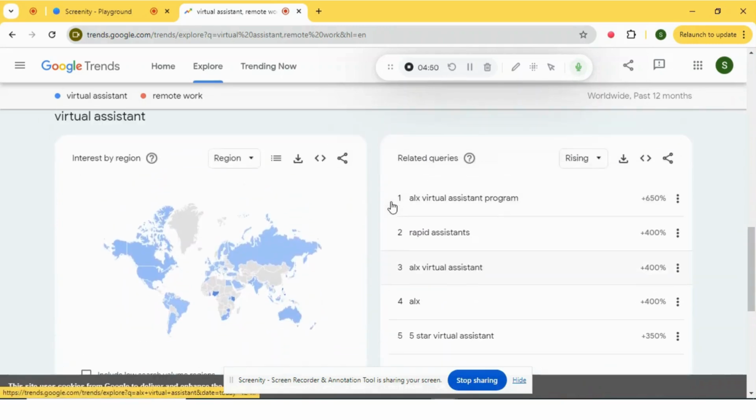What they are looking for is virtual assistant program, rapid assistance, virtual assistant, five-star virtual assistant. And if we see by the region for virtual assistant, there are two search interests for Russia. There are seven search interests for Canada. For Brazil, it is less than one. For Australia, it is seven. For Nigeria, it is 52.